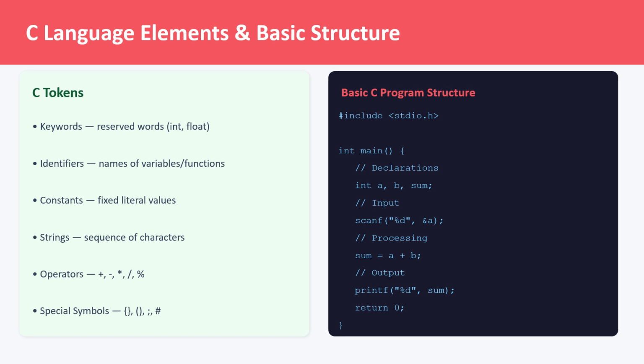Looking at the basic structure of a C program, every program starts with an include directive to load the standard input-output library. The main function is where we declare variables, read inputs using scanf, process the data, display output using printf, and finally return 0 to end the program.